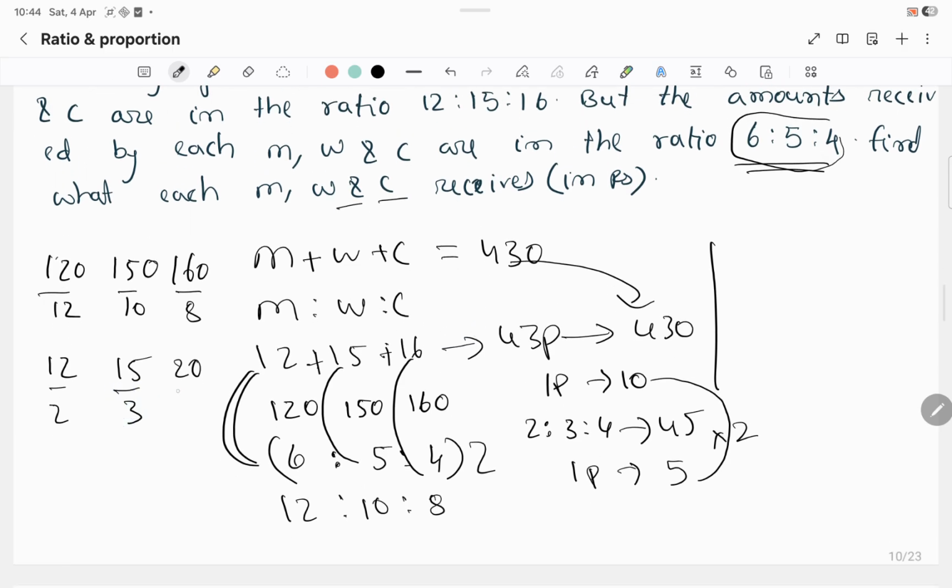2, 3, 4 will get 6, 5 and 4. We have to divide by 6, 5 and 4. But this is not the correct one. 2 is to 3 is to 4 only we need to divide by. 6 is to 5 is to 4.